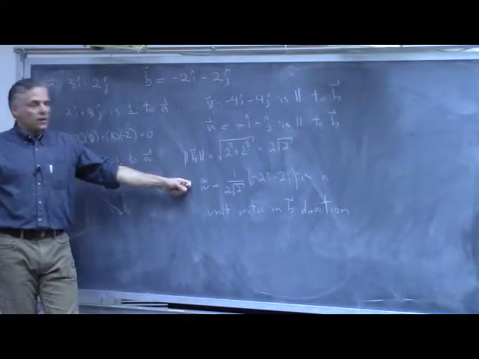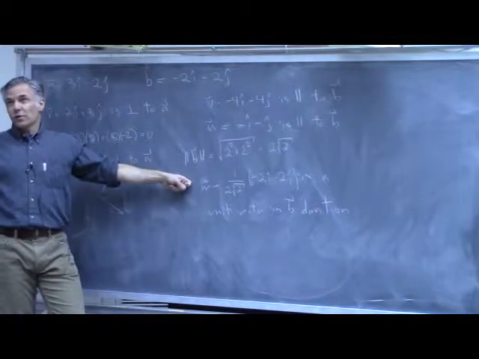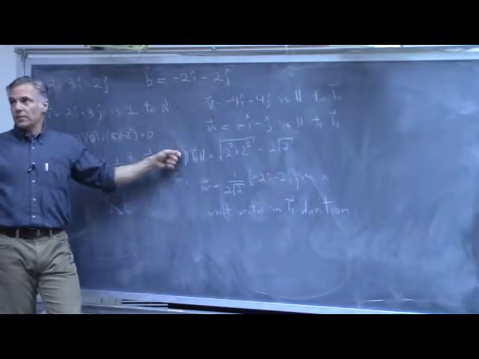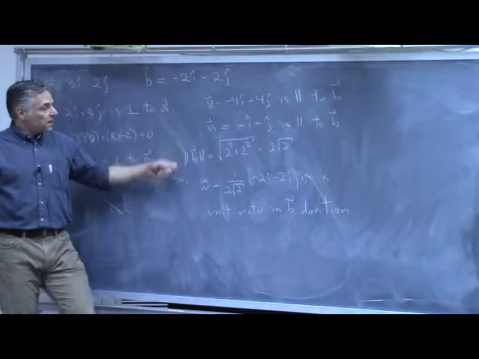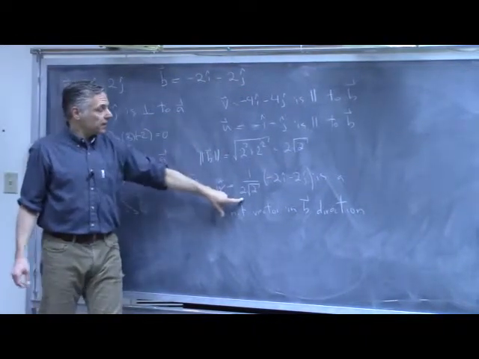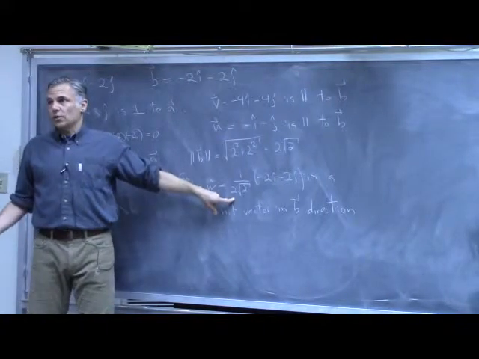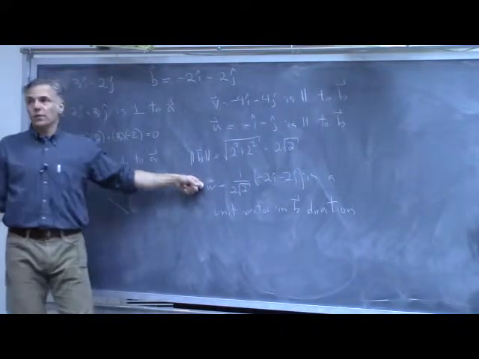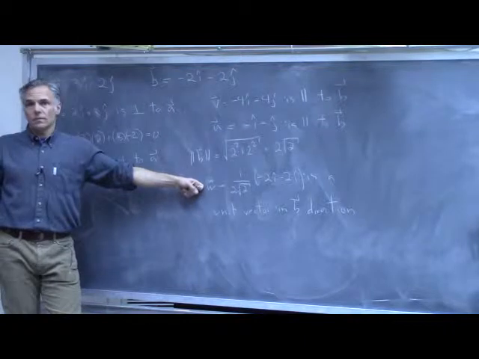Here, if we're looking for a unit vector in the direction of B, I need to find the magnitude of B. And then if I take vector B and divide it by its own magnitude, it now has magnitude 1, so it's a unit vector. So this vector W hat has length 1.